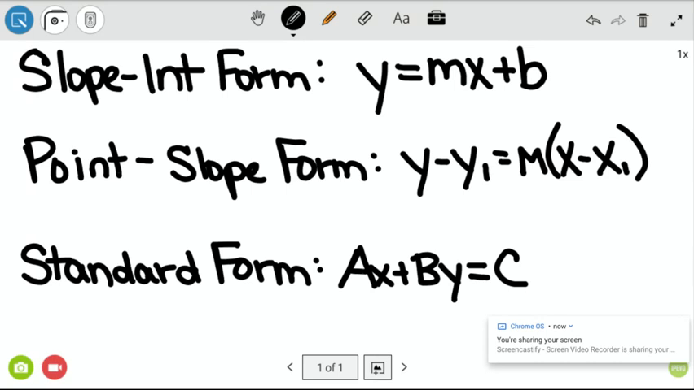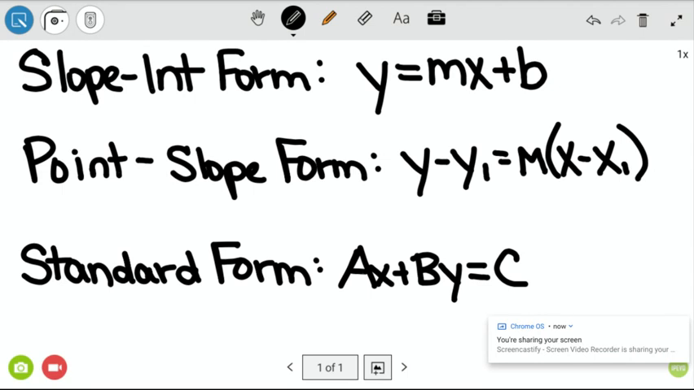So our slope-intercept form is y equals mx plus b. That's probably the one that you're the most familiar with from middle school. And we will also be using point slope form, which is there below: y minus y1 equals m times x minus x1. And then our standard form, ax plus by equals c.